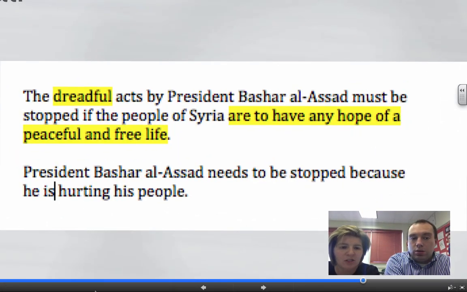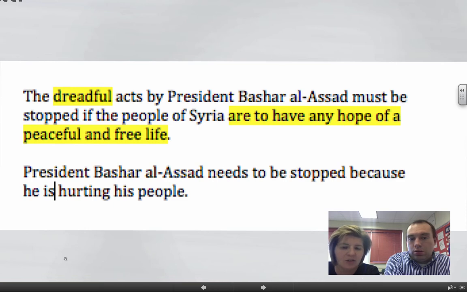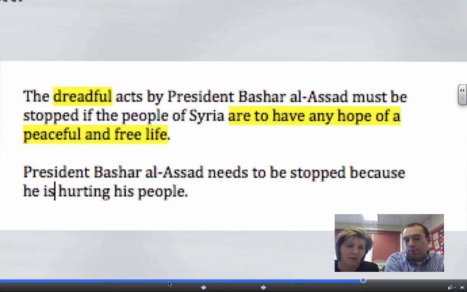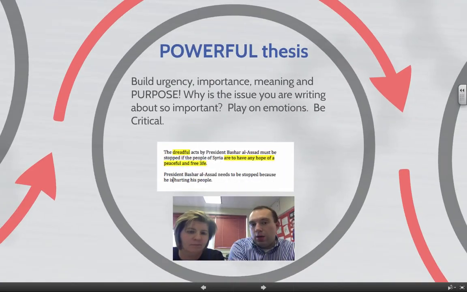So the bottom one says just, President Assad needs to be stopped because he is hurting his people. But now look at how we've taken that general thesis of the bottom, and with some key words that are highlighted in yellow, we've made that thesis really powerful. The dreadful acts of Assad must be stopped if the people of Syria are going to have any hope for peace and freedom. So you see here, what is the purpose? The purpose is if they're going to have any hope of a peaceful and free life, we need to do this. So it builds some urgency.